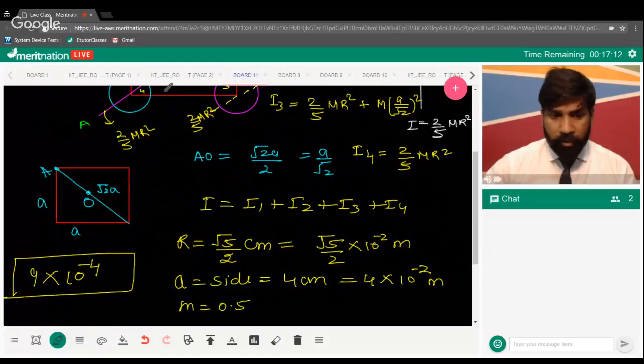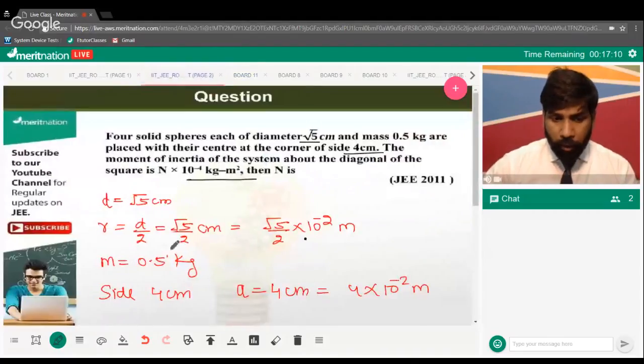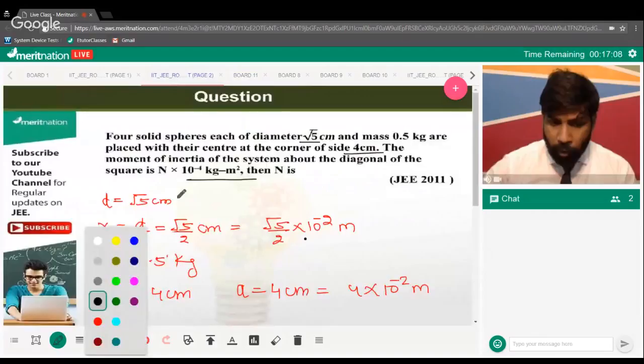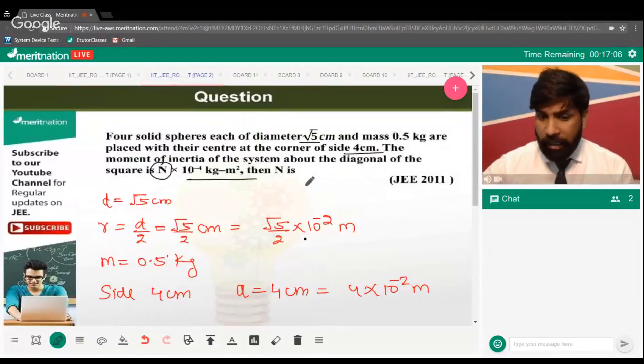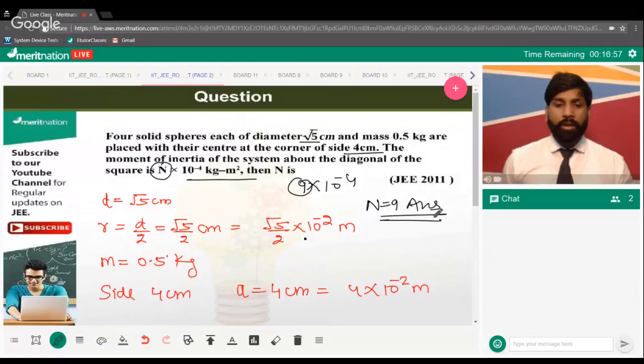Okay, so in this question, we have to calculate the value of n. And the final answer is 9 into 10 raised to power minus 4. So here n is equal to 9. That is the final answer. So I gave you the idea about this question. We have discussed the parallel axis theorem.